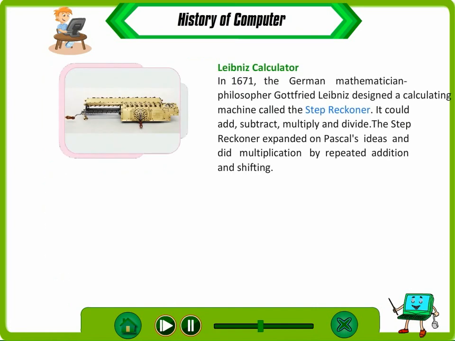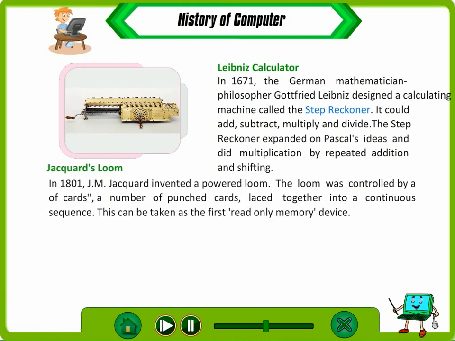Leibniz's calculator. In 1671, the German mathematician and philosopher Gottfried Leibniz designed a calculating machine called the step reckoner. It could add, subtract, multiply and divide. The step reckoner expanded on Pascal's ideas and did multiplication by repeated addition and shifting.